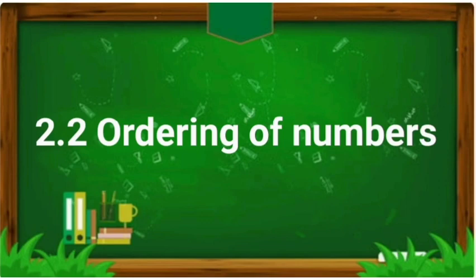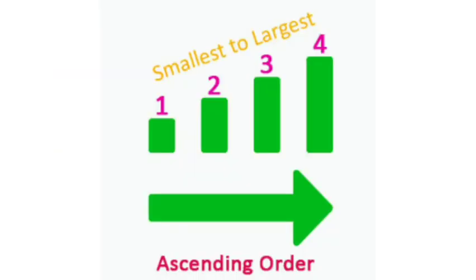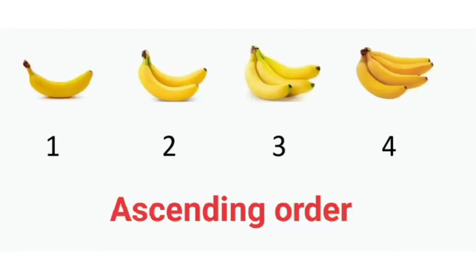Hi students, today we are going to see about a new topic, ordering of numbers. These are the keywords of ordering of numbers: ascending order and descending order. There are two orders. First we are going to see about ascending order. Ascending order is arranging the numbers from smallest to largest.